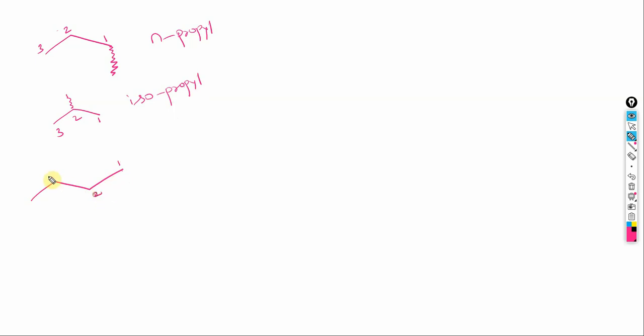Now simply speaking, if you have a 3 carbon chain, 1, 2, 3, and the point of attachment is the first carbon, that's an N-propyl. And if you have a 3 carbon chain, 1, 2, 3, and the point of attachment is the second carbon, that's an isopropyl group. And if you have a 4 carbon chain, 1, 2, 3, 4, and the point of attachment is the terminal carbon, this is an N-butyl.